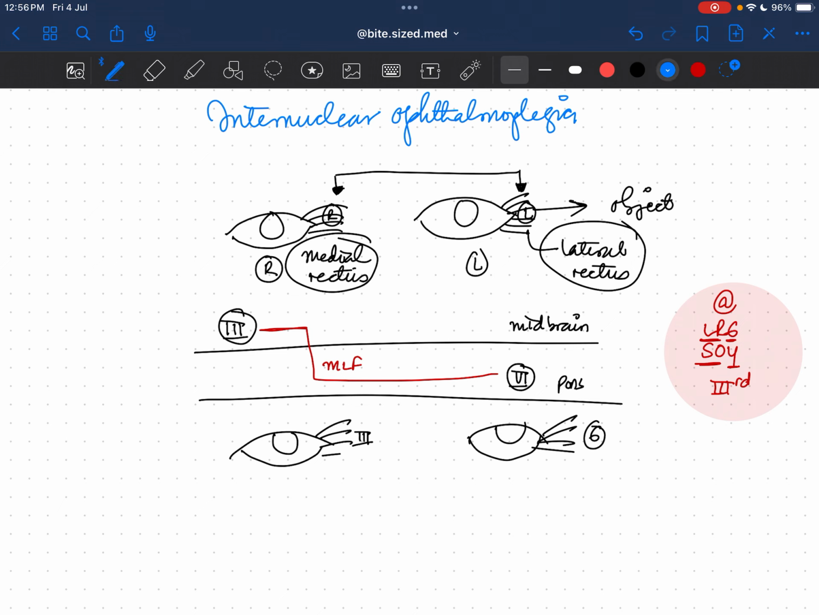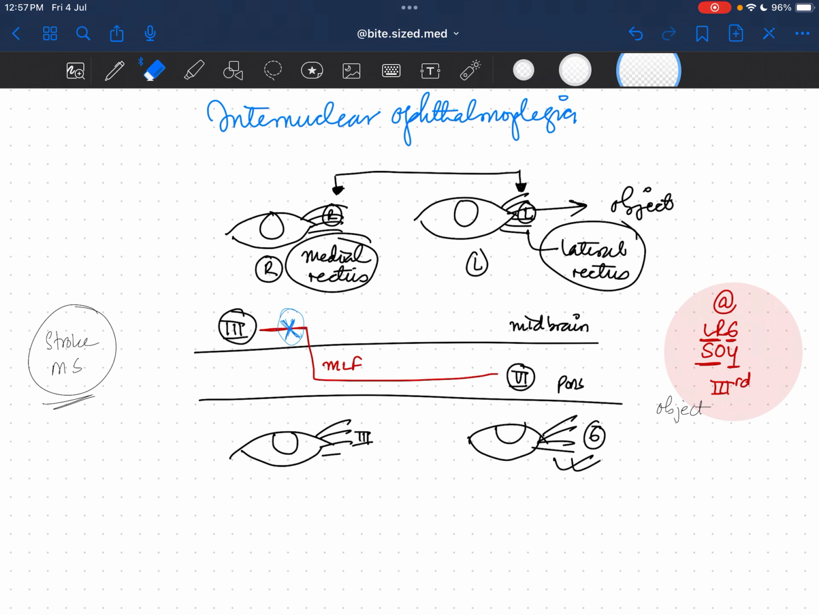Now if there's any problem with the medial longitudinal fasciculus, let's say on the right side, what can cause these problems are stroke and multiple sclerosis. There are other conditions also, but more prominently multiple sclerosis and stroke, even more prominently multiple sclerosis. Imagine you want to look at an object on your left side. Your left lateral rectus muscle will contract and your eyes will look to the left side.